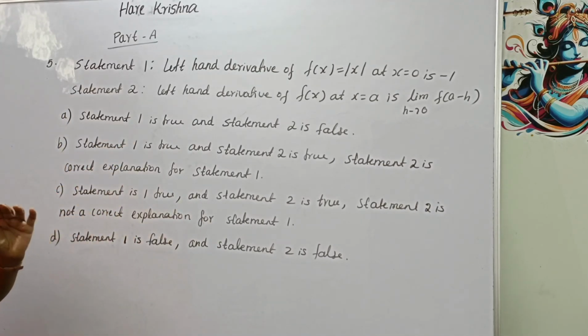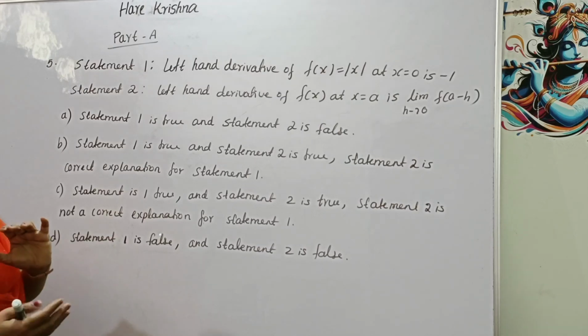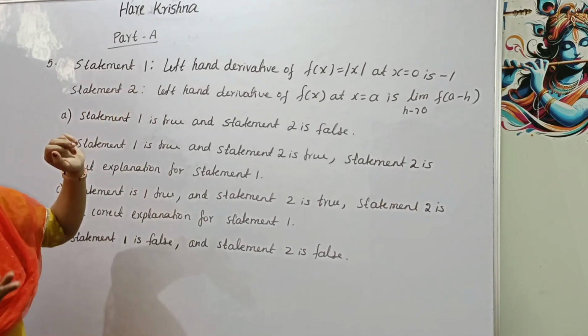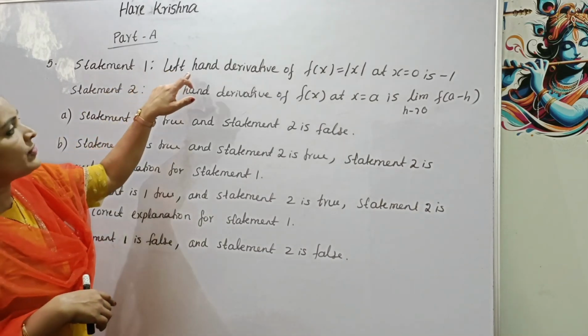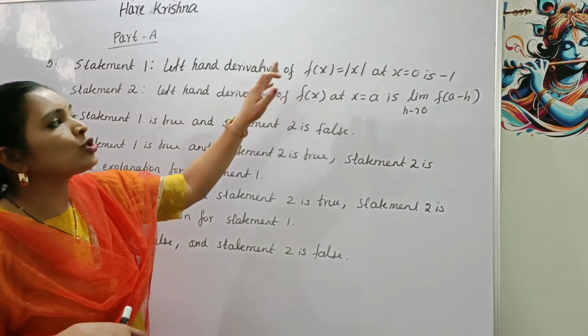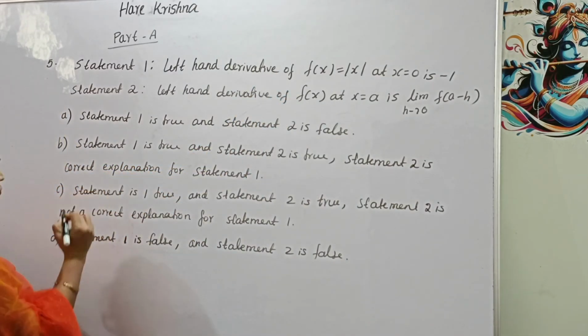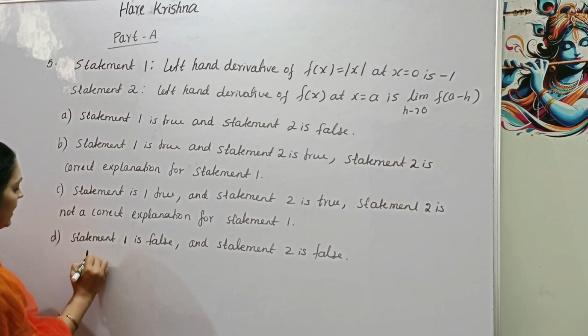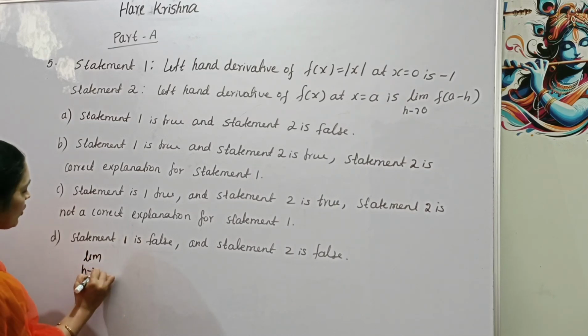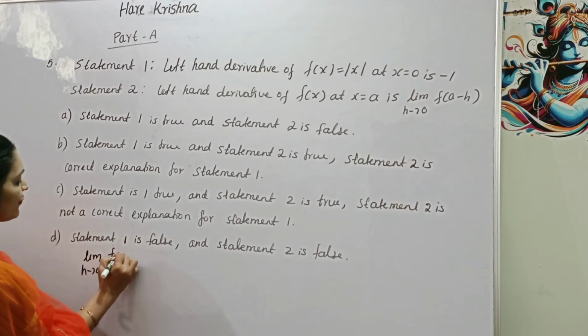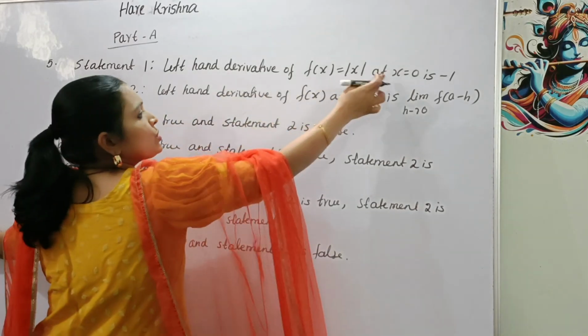So first of all, let's see, we have to check whether statement 1 is true or false. So the left hand derivative of f of x is equal to modulus x at x is equal to 0 is, the left hand derivative of this function is limit h tends to 0 of f at x is equal to 0, right?